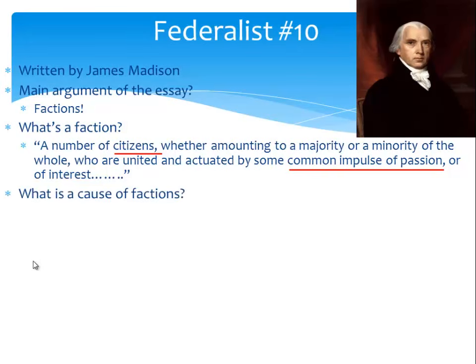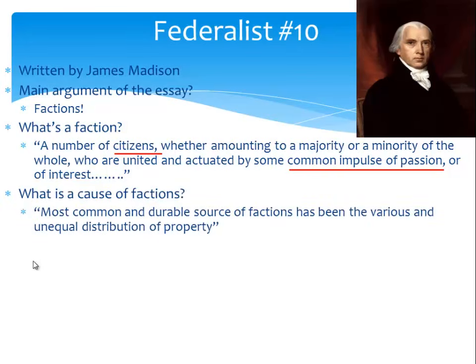So what is the cause of factions according to Madison? He would argue that the most common and durable source of factions has been the various and unequal distribution of property. And property does not just mean land here. It is essentially a person's wealth. So he's saying the reason why there are so many differences is because of unequal distribution of property or wealth.